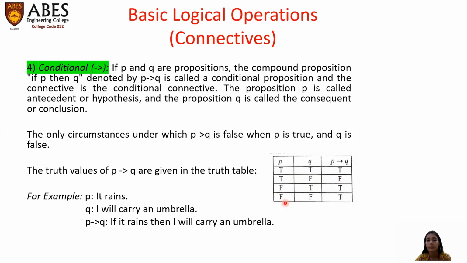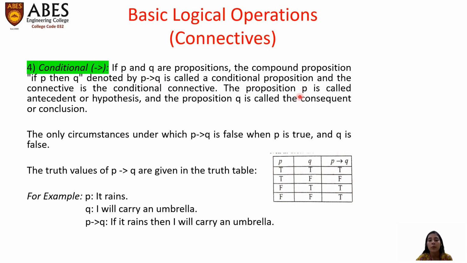and the disjunction logical connective will be read as or. Next is the fourth type of logical connective, the conditional, and conditional will be denoted with the help of this arrow symbol. Now let us suppose we have two propositions P and Q, and we need to identify the compound proposition formed using the conditional connective. The compound proposition formed using the conditional connective will be read as if P then Q.